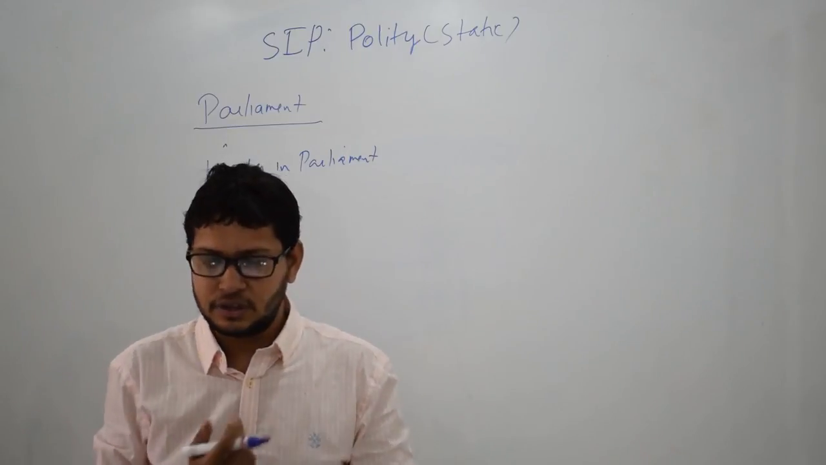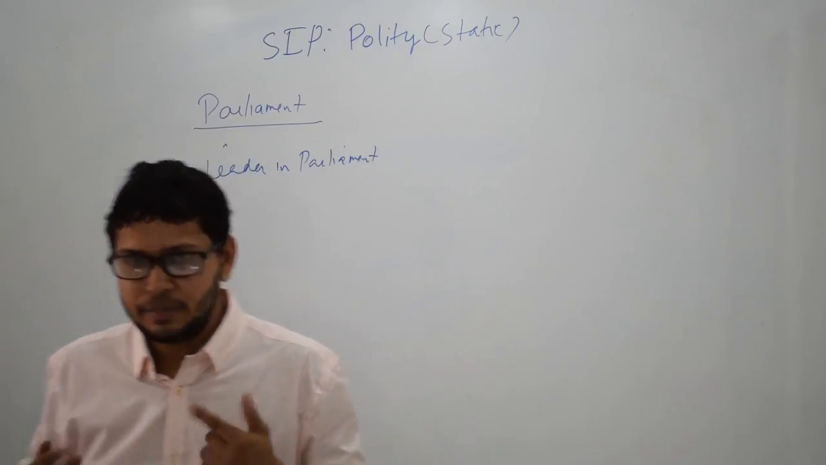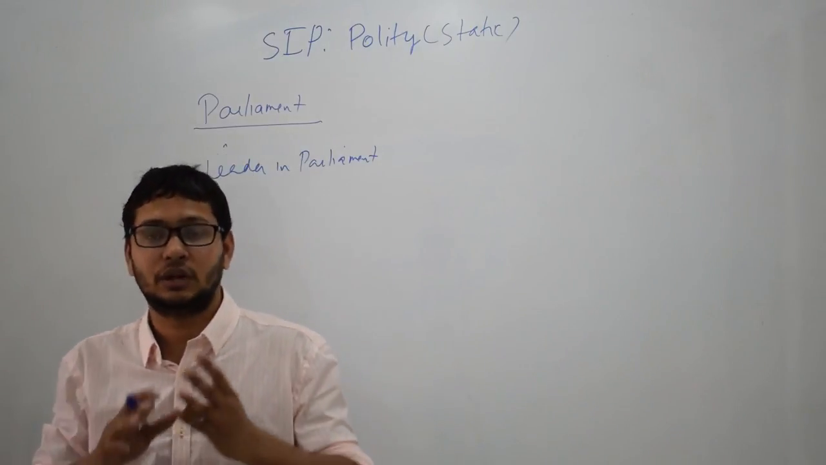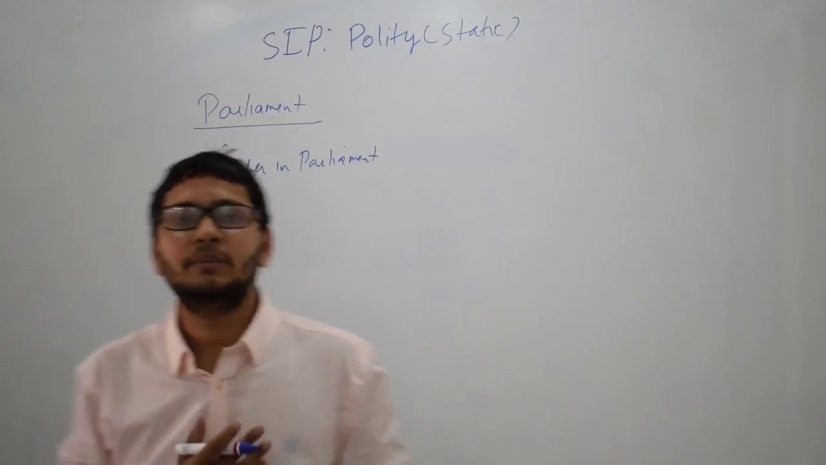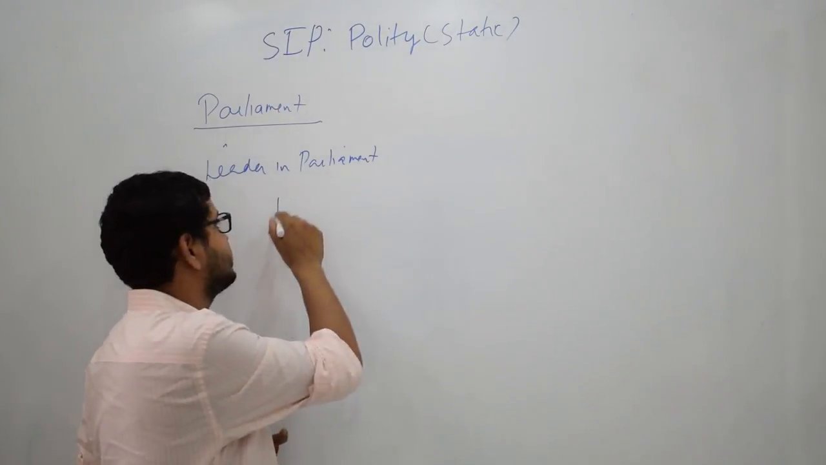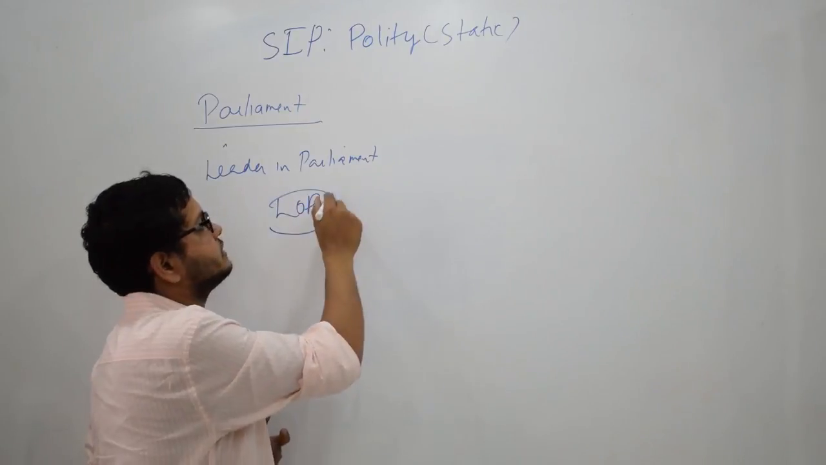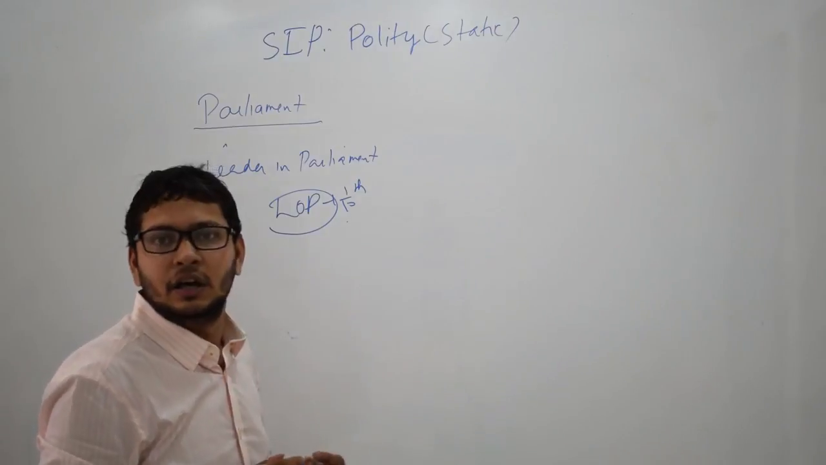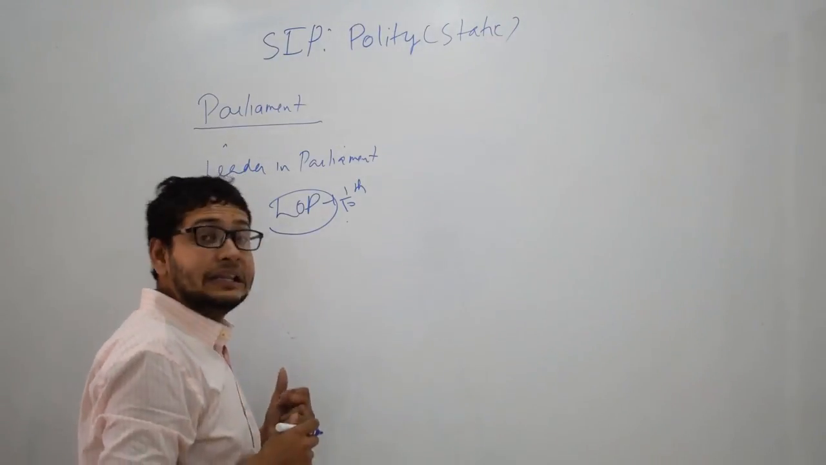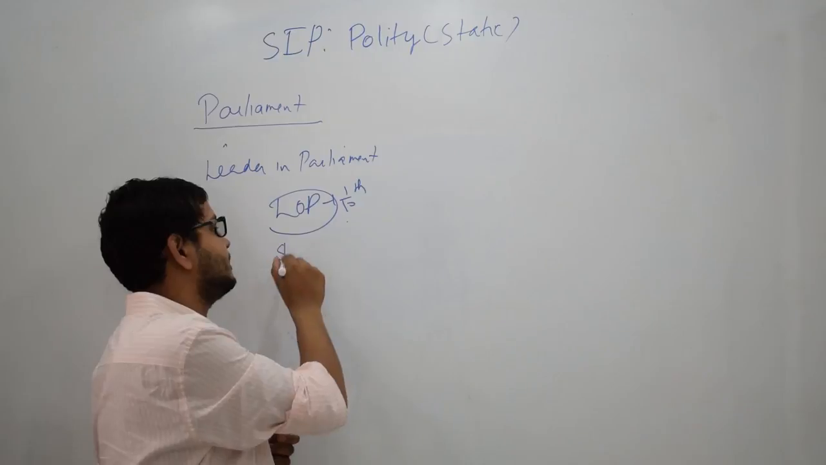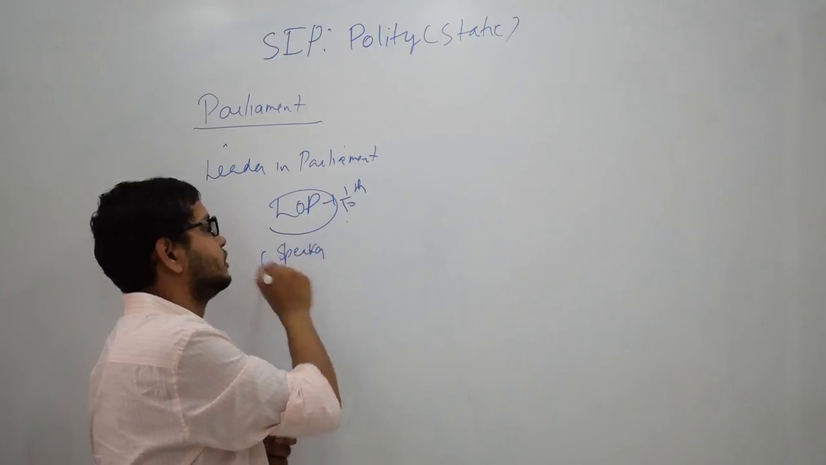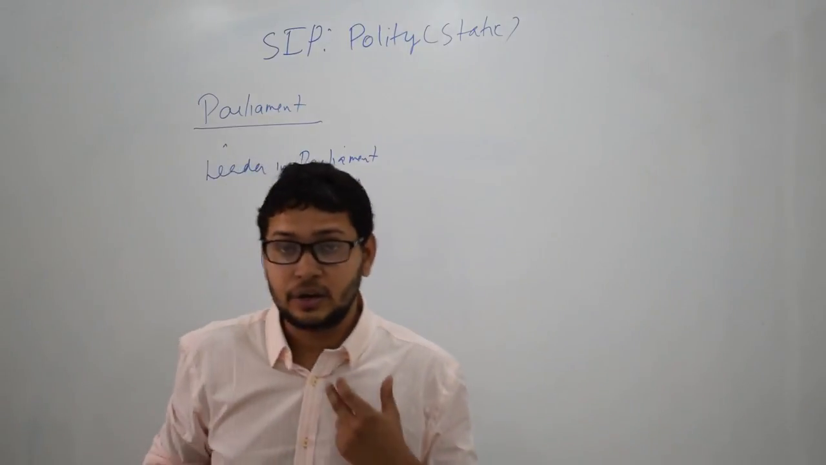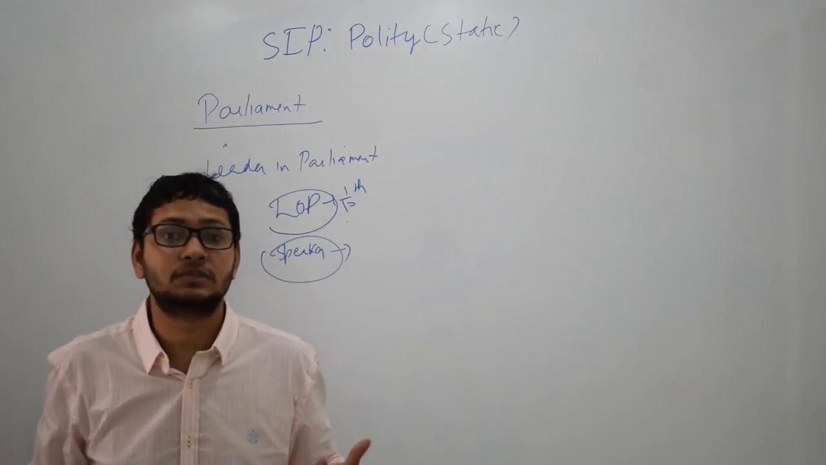Then there is leader of opposition. So any political party which has 1/10 of the total seats of the Lok Sabha automatically becomes leader of opposition. 1/10 seats. But if no political party has 1/10 seats, in that case, it is up to the speaker to give recognition about whether he wants to give anyone leader of opposition status or not.